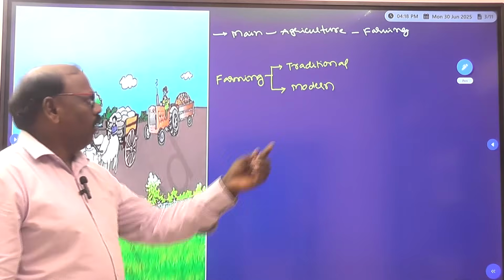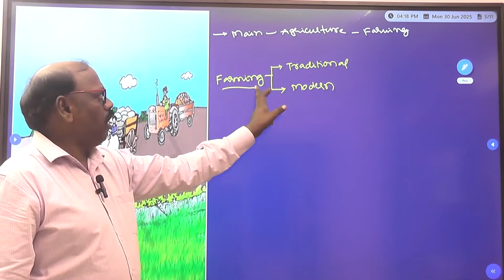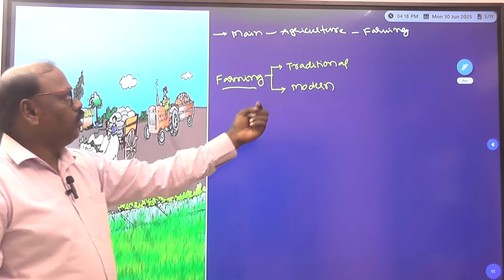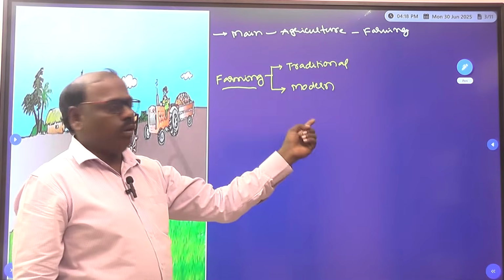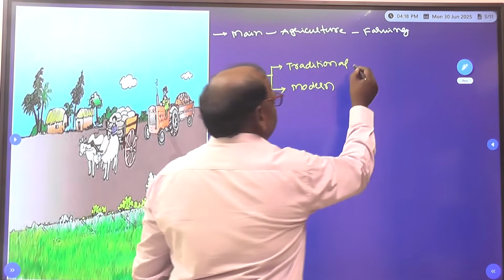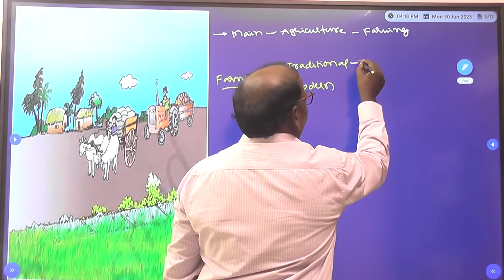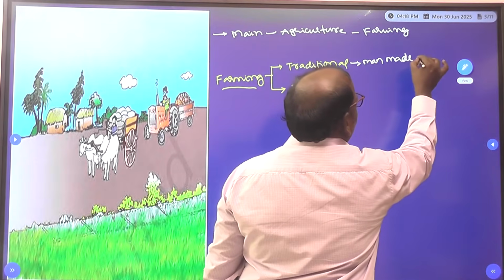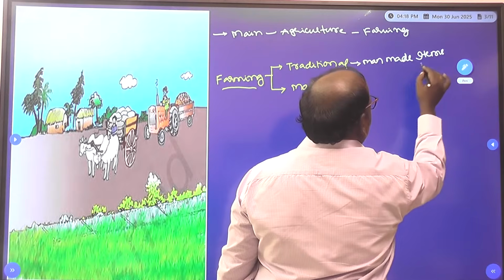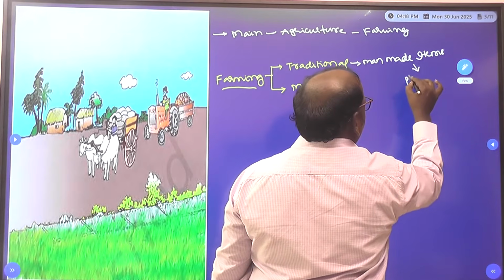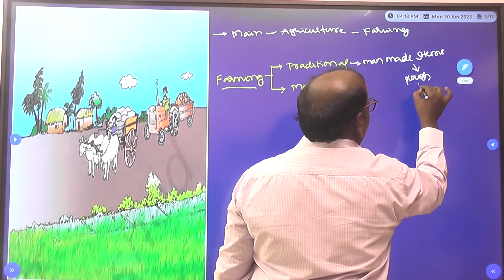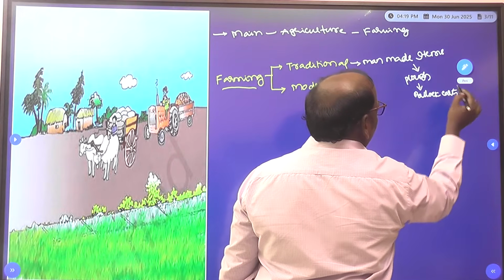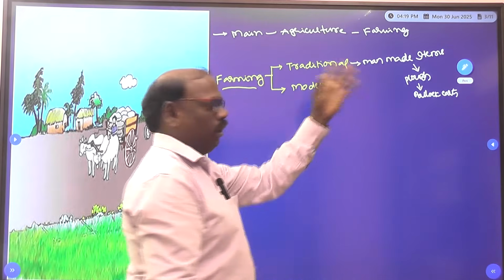In a similar way, for the farming level, they are following two types of farming. What are those? Traditional farming and modern farming. Traditional farming is the one which involves man-made items. What does it involve? Man-made items, like the plough and bullock carts having two cows at their head. They are doing all the farming with these.